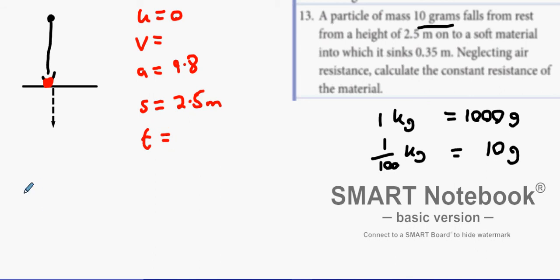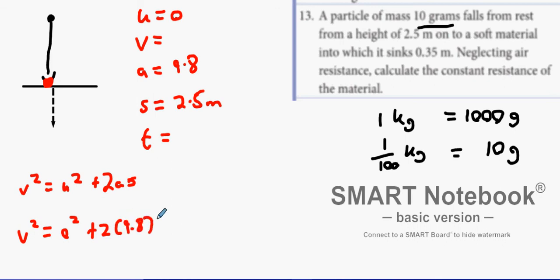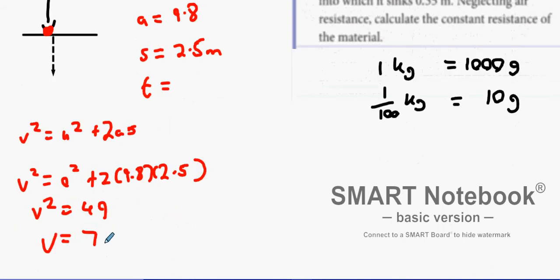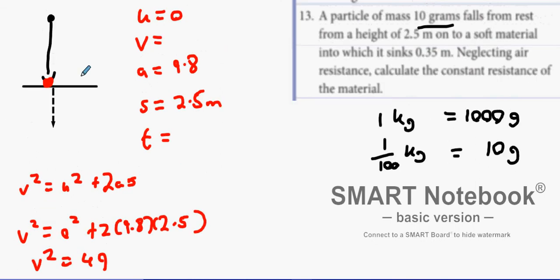I'm going to use v squared equals u squared plus 2as, and I can find out the velocity at which it hits the ground. So we have v squared equals 0 squared plus 2 times 9.8 times 2.5. 5 times 9.8, 49. So v squared equals 49, and v equals 7 meters per second. Okay, so we have the v value. Starts off here at 7, and then 0.35 meters later.